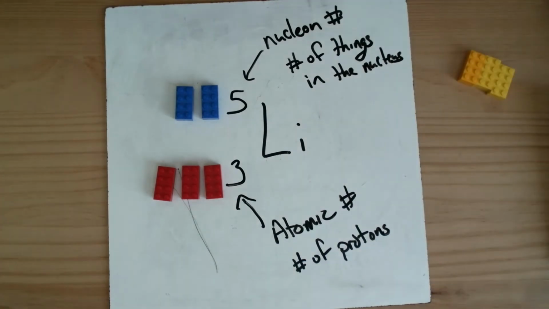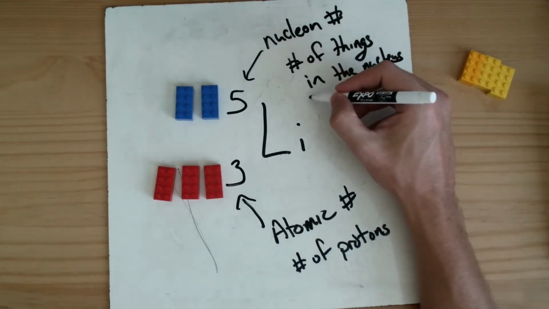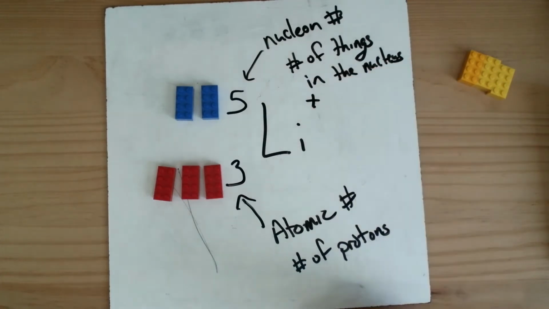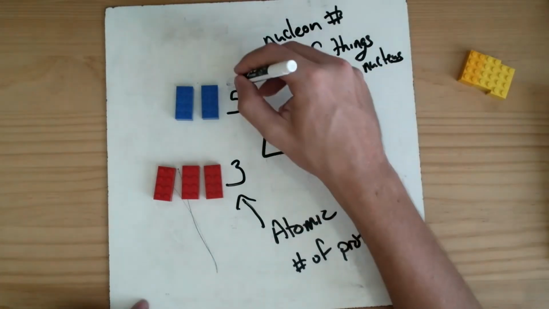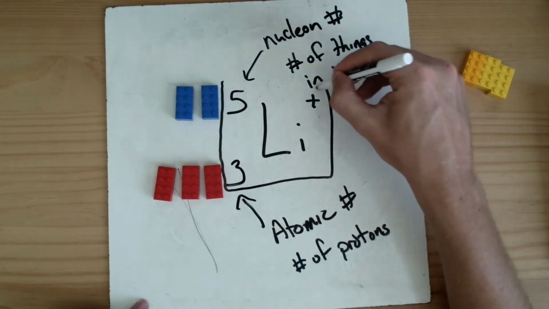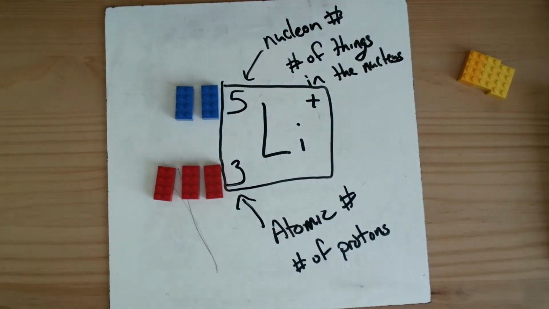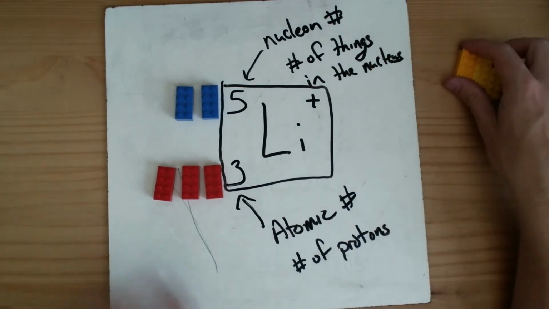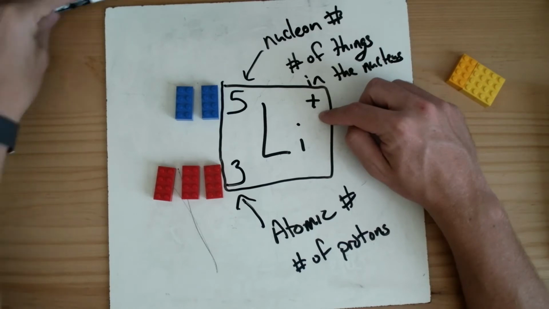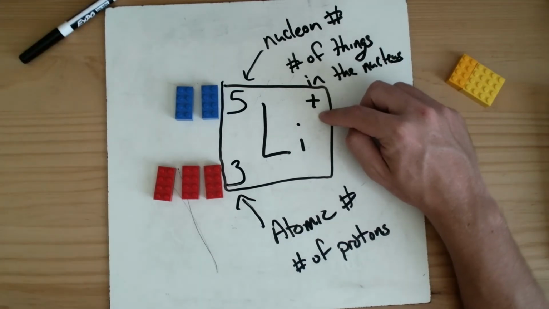I'm just going to set those aside for right now. Let's say that this was lithium 5 positive. So draw a box around this so you can kind of see what I'm working with here. So this is now lithium 5 positive. What lithium 5 positive means is that this positive thing means I have one more positive item than negative item in my atom of lithium.